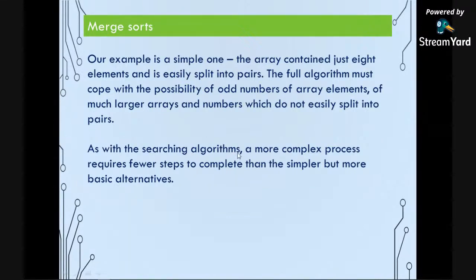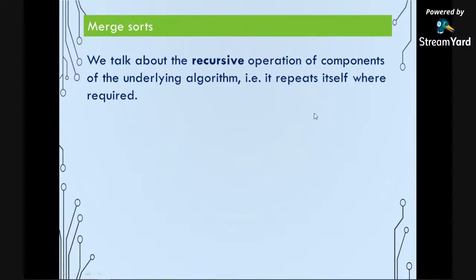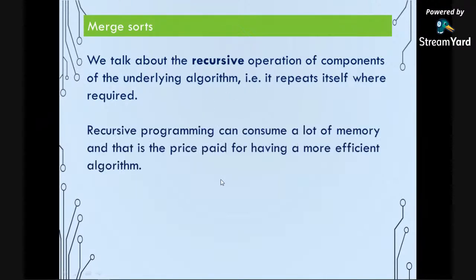As with those searching algorithms, a more complex process requires fewer steps to complete than the simpler, but more basic alternatives. So the binary search that we talked about before involves bisecting a data set into half until a match is made, and a similar process occurs here in the merge sort, where you are splitting in half each time until you are certain it's working. So here we're talking about the recursive operation of the underlying algorithm. So it repeats itself where required.